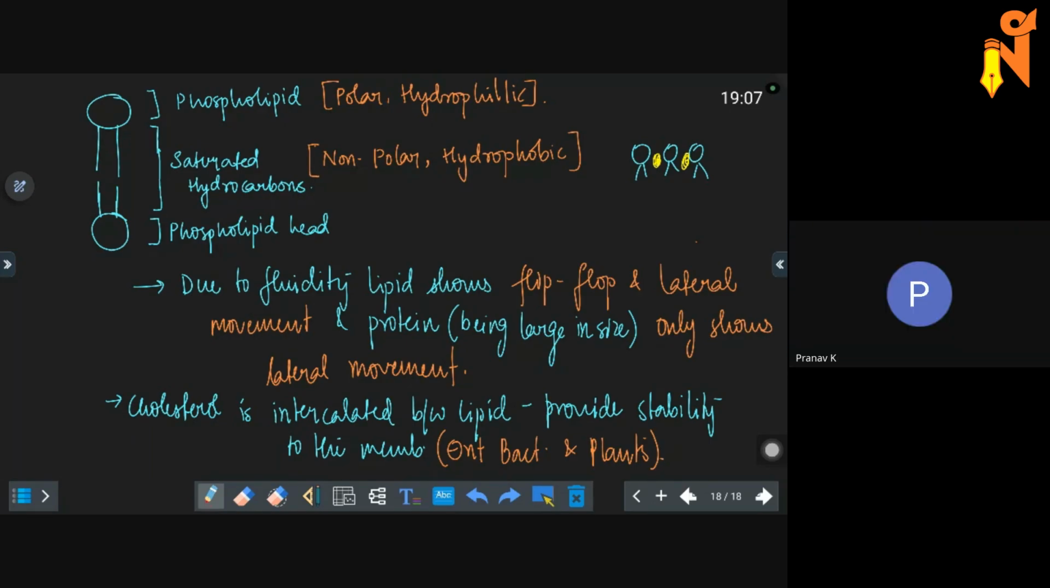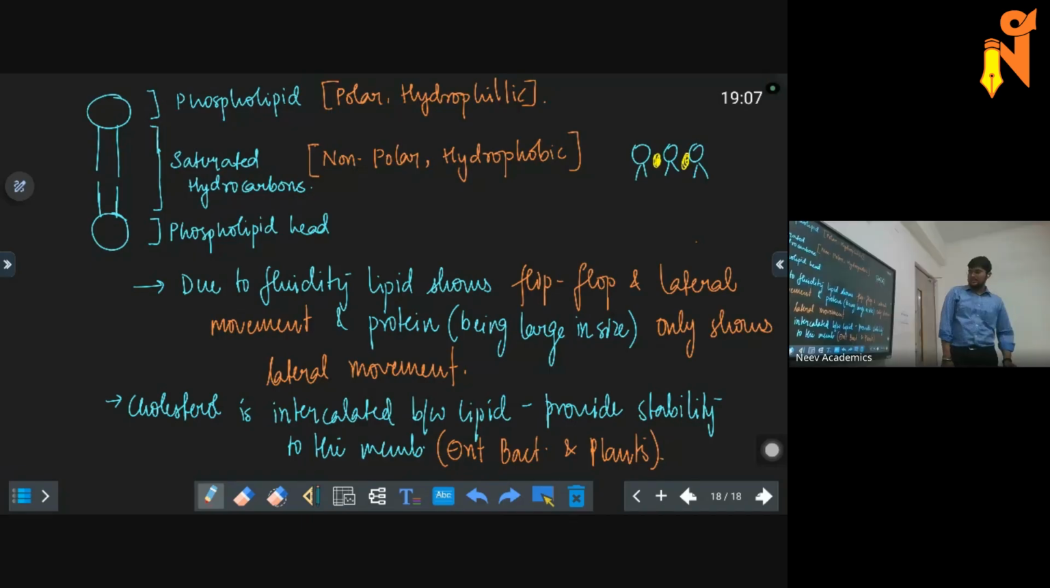Cholesterol provides stability to the membrane, right? It is absent in bacteria and plants. Plants have their own sterol molecules called phytosterol, and bacteria have their own sterol molecules. It won't be cholesterol. Cholesterol is restricted to animals, but the others will also do the same job.